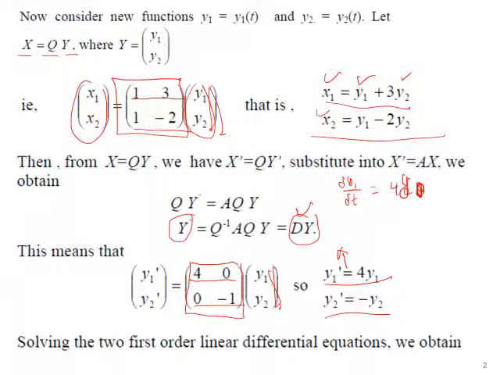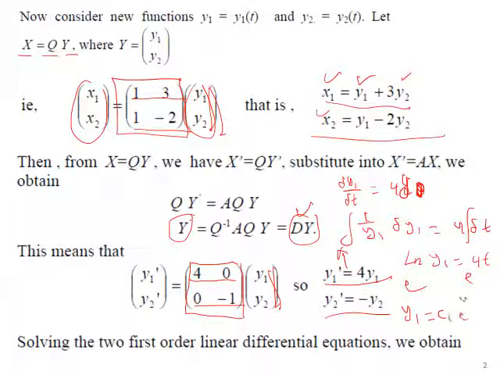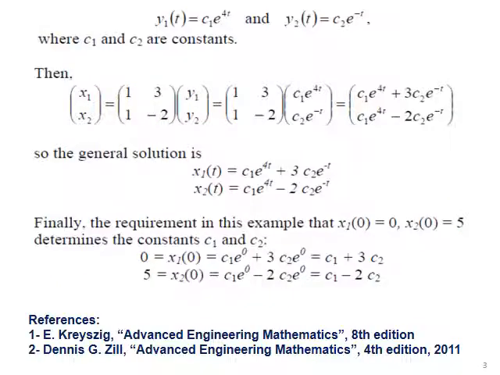4y1. Cross multiply and rearrange, it will be 1 over y1 dy1 equals 4 dt. If I integrate both sides, I will have ln y1 equals 4t plus c, definitely the arbitrary constant. If I take the exponential, then it will be simplified more. It will be y1 equals c1 exponential 4t. I did the same for the second one here. So what I got: y1 and y2.